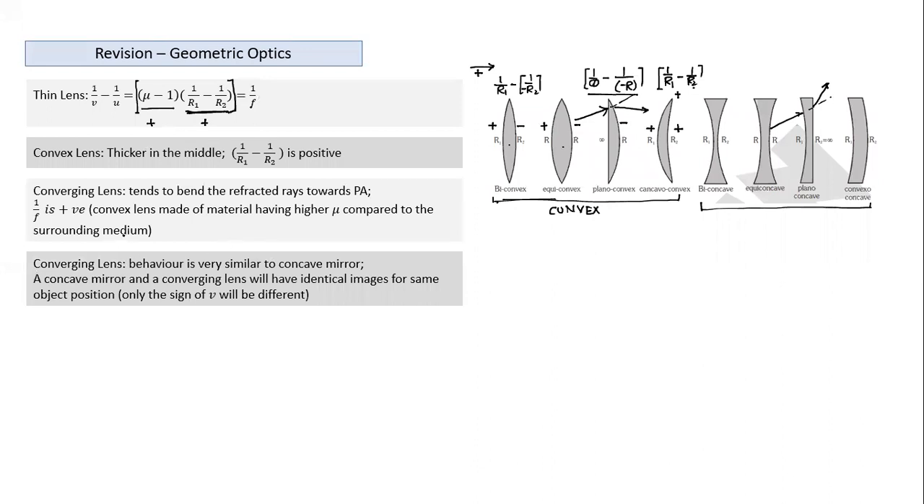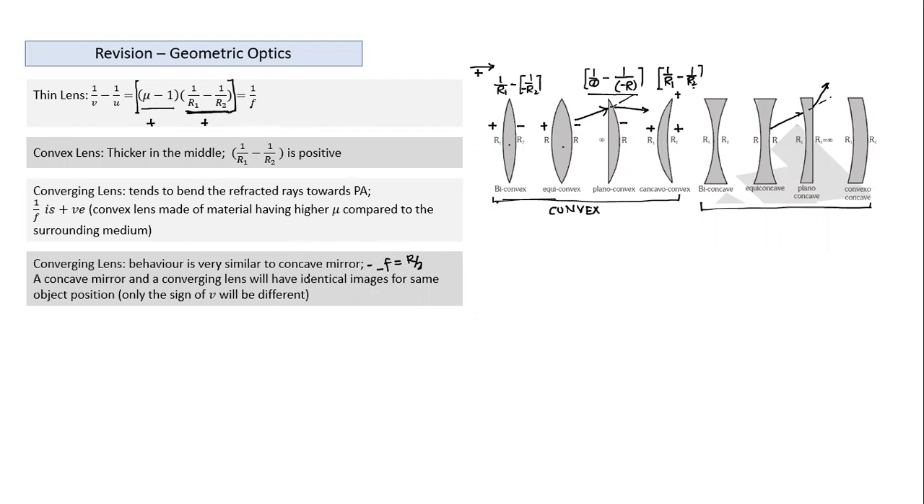And converging lens behavior is very similar to a concave mirror. What do we mean by similar behavior? A concave mirror and a converging lens, if both of them have the same focal length. So this is how we calculate the focal length of a lens. And in the case of a concave mirror, the focal length is equal to R by 2 and is of negative sign. So if we have a lens and a concave mirror, both with the same numerical value of focal length, then for the same object position, they will form an identical image. Only the sign of v is different.